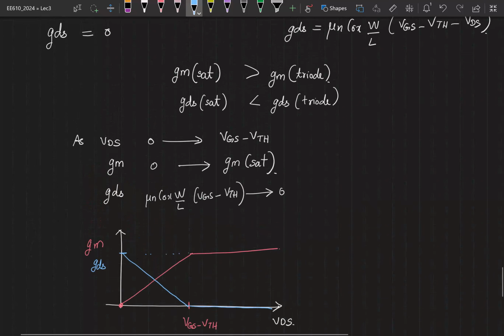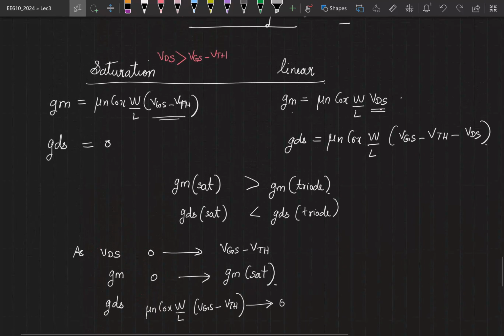Okay? So now, based on all of this, where should we operate our transistor to get a good amplifier? We have to operate it in the saturation region. Right?